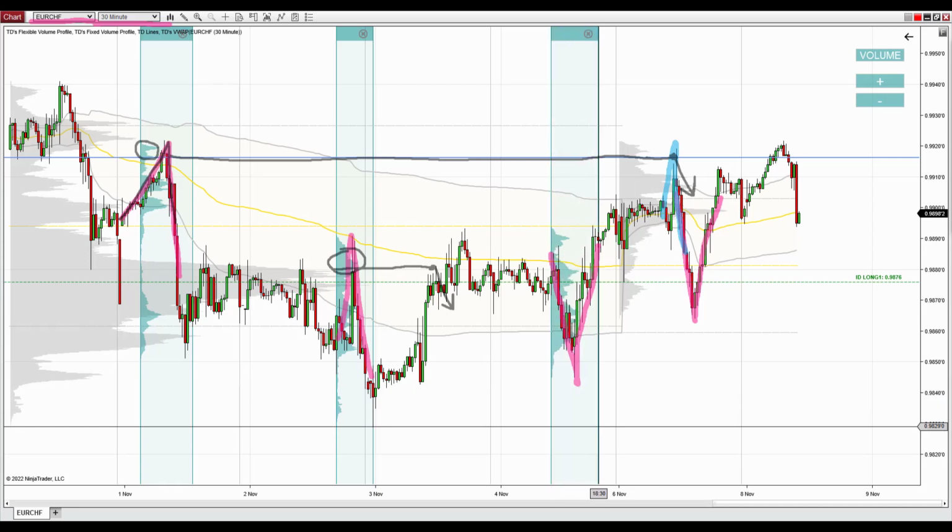Another rejection was this one. And if I use volume profile here, then in this case, it doesn't really show a strong volume cluster. There's a heavy volume zone in here. And as you can see, the price reacted to it.